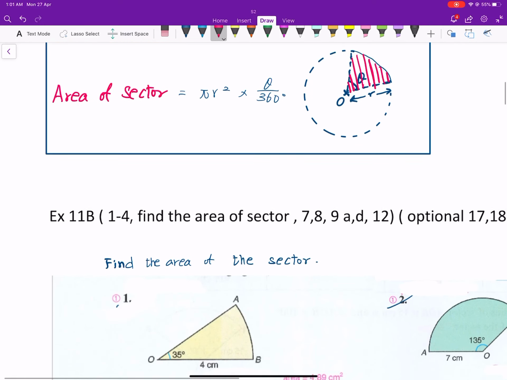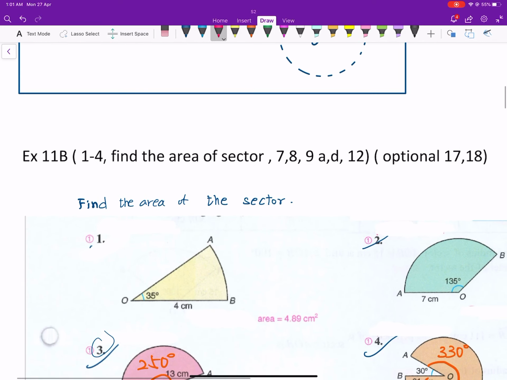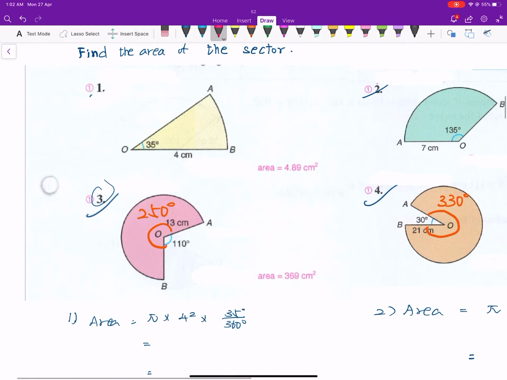So for today, the homework is exercise 11b, question 1 to 4. And this time, you need to only find the area of sector, okay? And question 7, question 8, question 9, only A and D, and question 12. For smarter students, if you have finished the must-do questions, you could also take some challenging questions, 17 and 18.